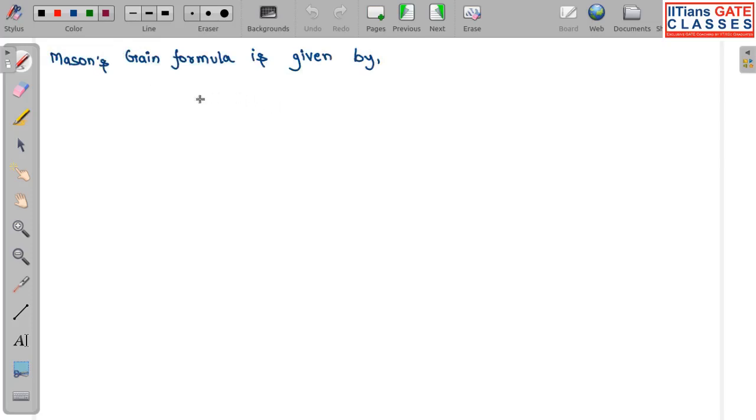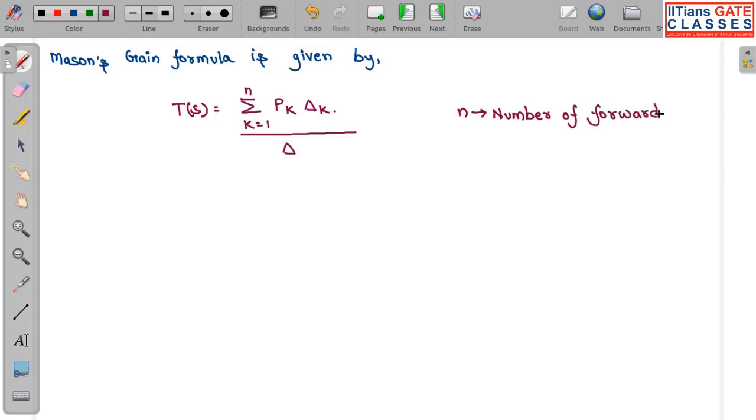So Mason gain formula is given by Ts is equal to summation K equal to 1 to n of Pk del K, divided by del. Okay. Where this n is the number of forward paths. Okay, n is the number of forward paths. K is your kth forward path.